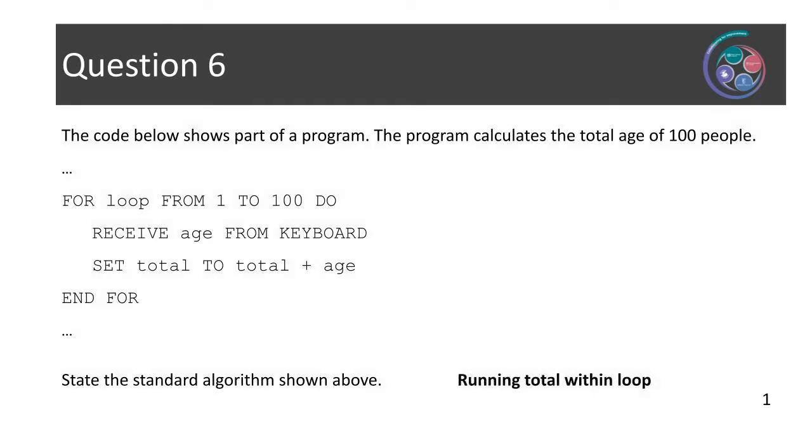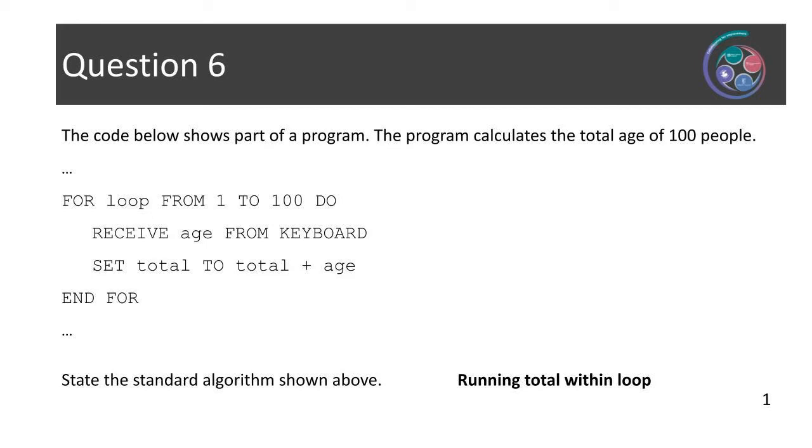In this question, we've been given some code, and from that code, we're trying to identify the standard algorithm that's been shown, and then we're just writing that down to answer the question. So the standard algorithm is a running total within a loop. Let's have a look at how we got that answer.